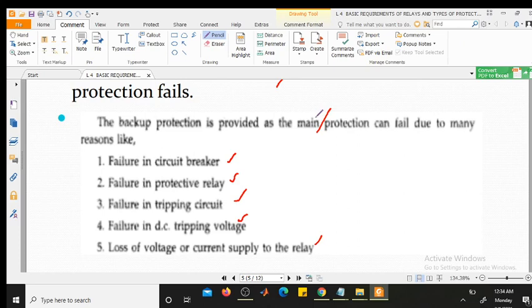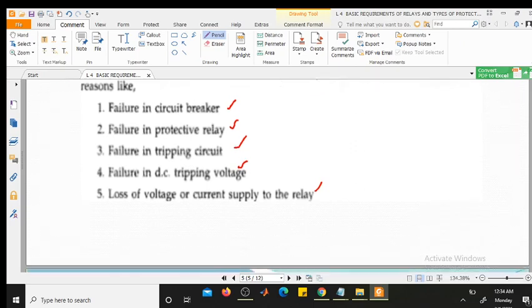If the main protection fails, what happens to the power system? What happens to the equipment which is connected in the system? Keeping this idea in mind, we go for backup protection. Along with the main protection scheme, we also employ a backup protection scheme. If the main protection fails, then we need to protect our system, so for that case we are employing backup protection.